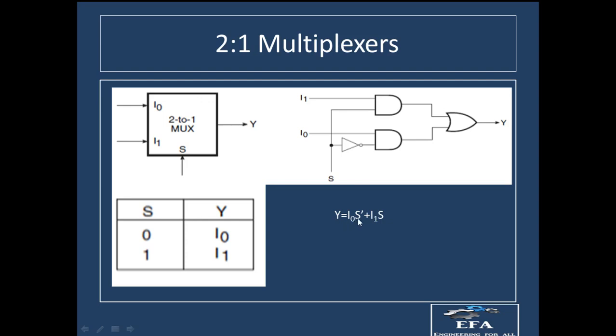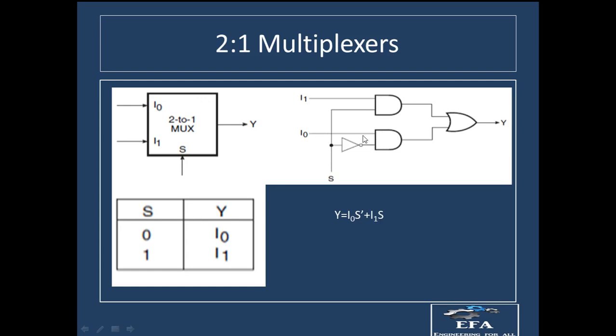So if we have to make the circuit diagram out of it, how can we make it? You can see that we need one NOT gate, two AND gates, and one OR gate. First of all, we have to take the complement of S, right? So suppose you are giving S like this, and to one of the AND gates you are giving S complement and I0, right?